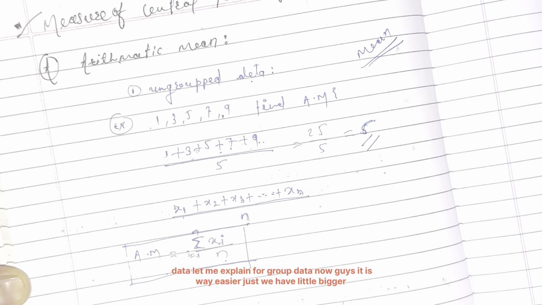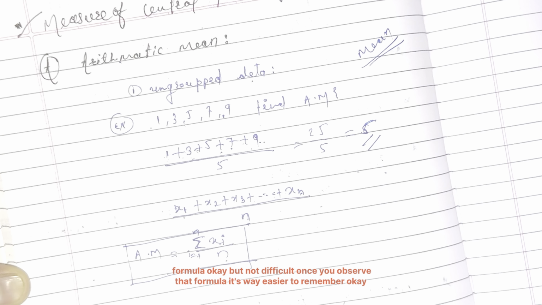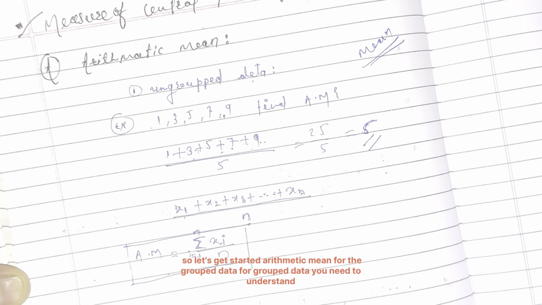Let me explain for grouped data now, guys. It is way easier, we just have a little bigger formula. Okay, but not difficult. Once you observe that formula, it's way easier to remember. So let's get started. Arithmetic mean for the grouped data.